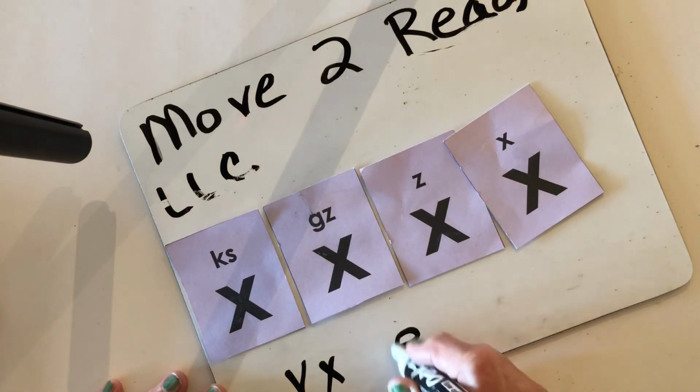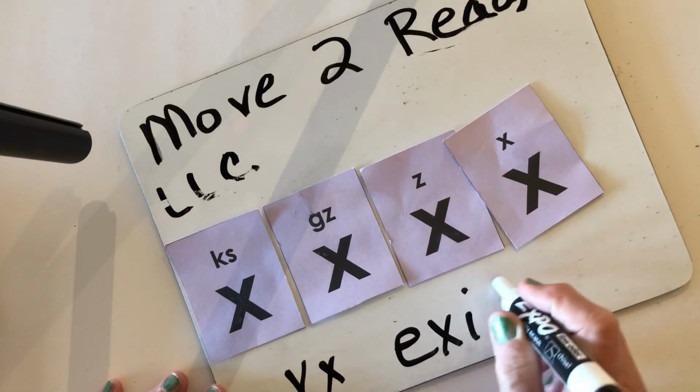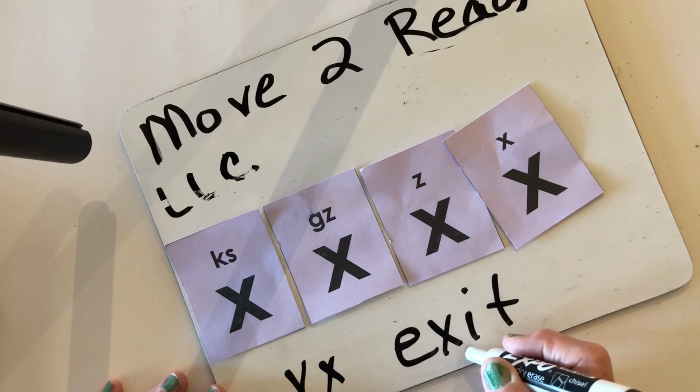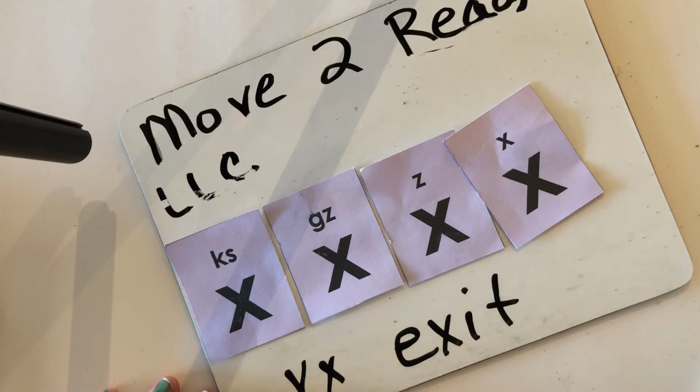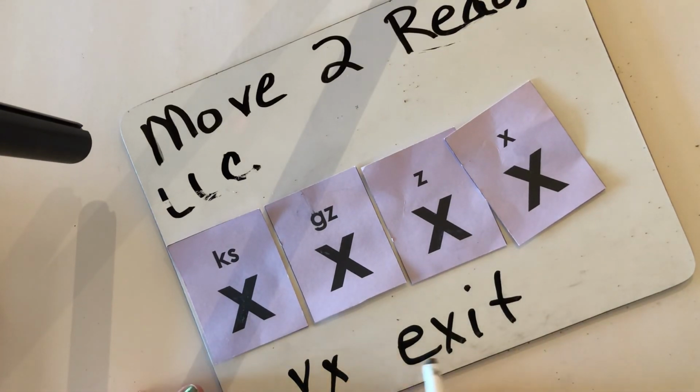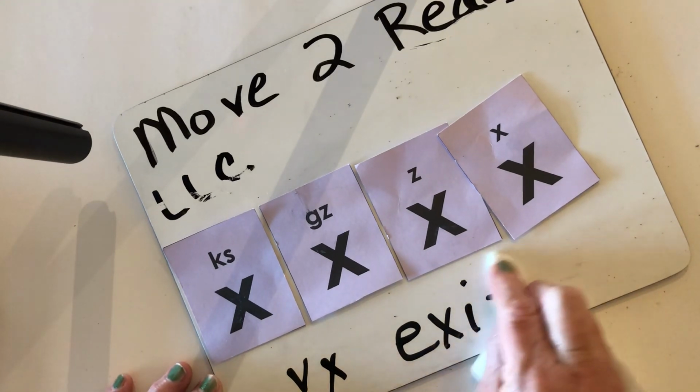So exit, exit. It's not a KS, it's not a Z, it's a GZ, exit. So you will have a vowel and then the letter X.